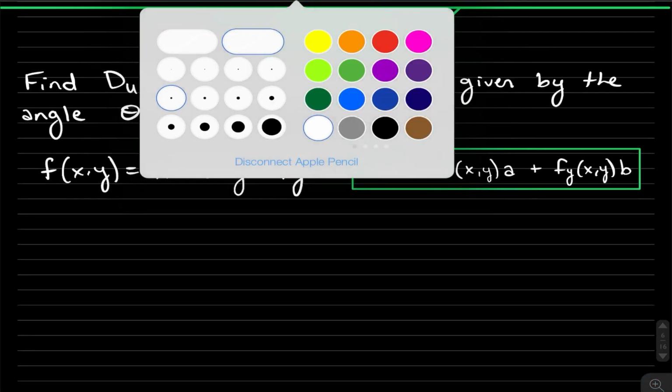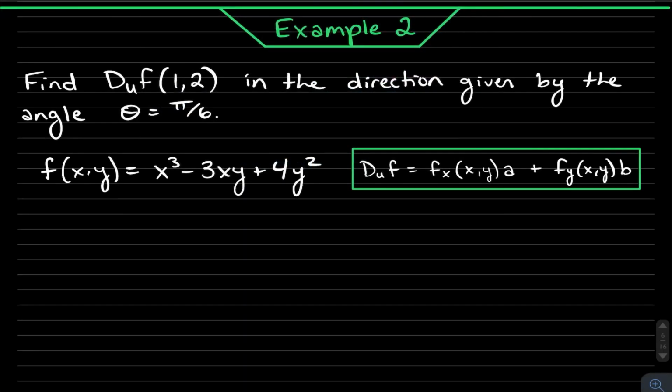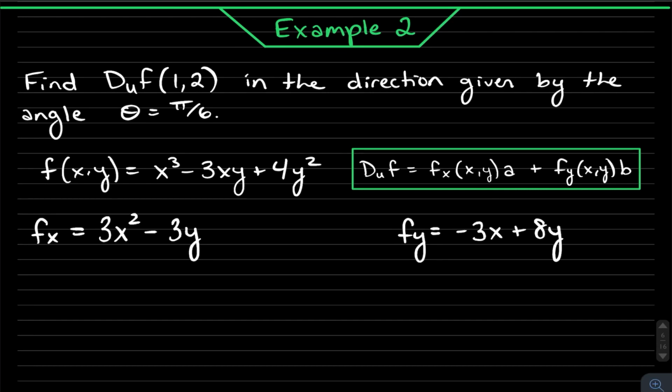Okay, so let's do what we did last time. Let's start by finding the partial derivatives. I'll keep my notation consistent this time, and I'll use f sub x. So we'll find f sub x first. That is going to be 3x squared minus 3y, and that'll be it. And then for your partial with respect to y, you get negative 3x plus 8y.